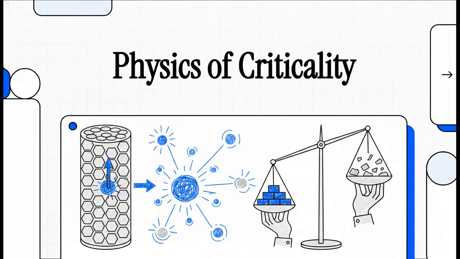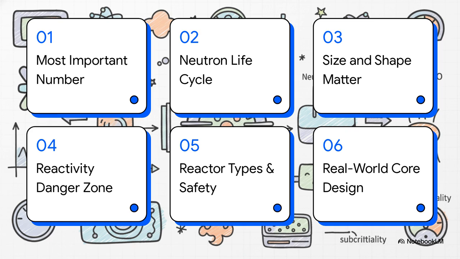Let's get into it. Okay, really quickly, here is our roadmap. We're covering: 1. The most important number. 2. The neutron life cycle. 3. Size and shape matter. 4. The reactivity danger zone. 5. Reactor types and safety. And lastly, 6. Real-world reactor design.